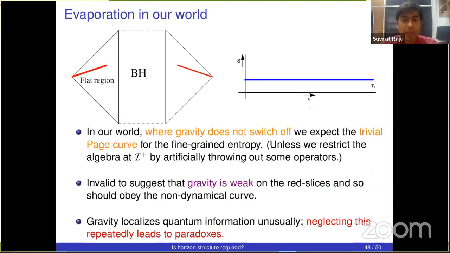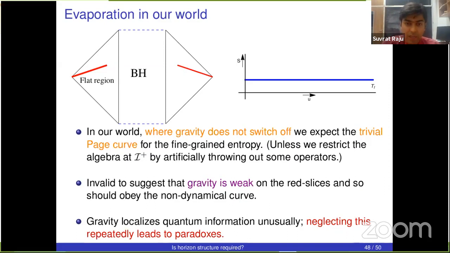In our world, there is no point at which gravity switches off. If you were to really take a black hole, which is connected to an asymptotically flat region, then gravity is always dynamical. And then the arguments I gave would suggest that you would always expect the trivial Page curve for the fine-grained entropy. Let me say it may be the case that it's possible to restrict the algebra at future null infinity in some way by throwing out some operators to get the Page curve. But the physical statement is, I think, that the information is always outside.